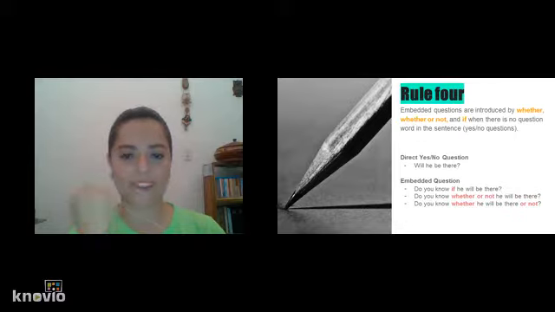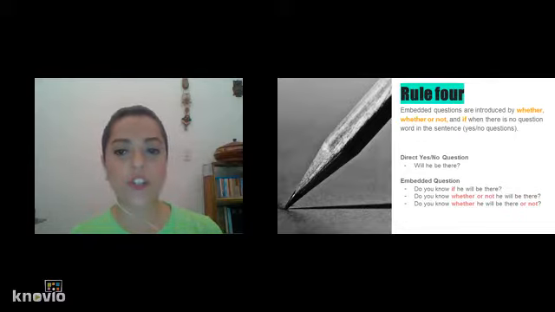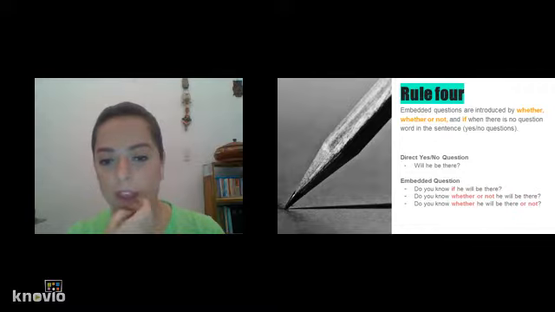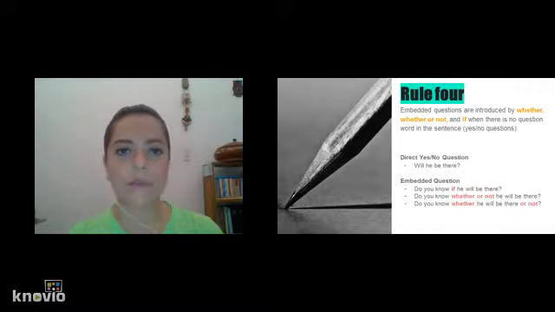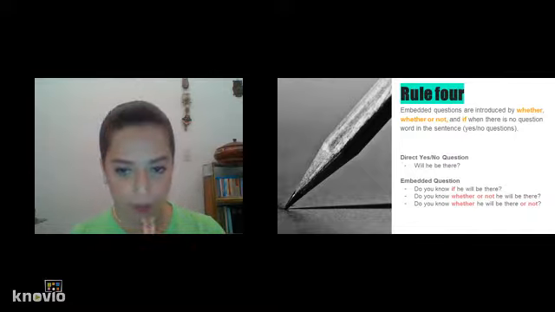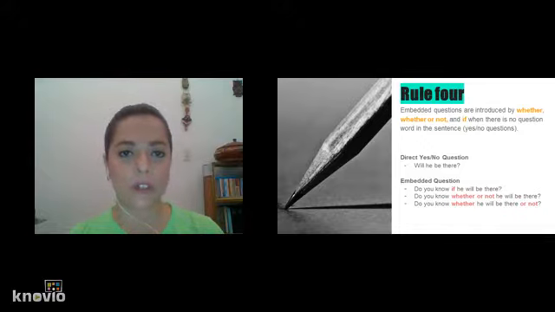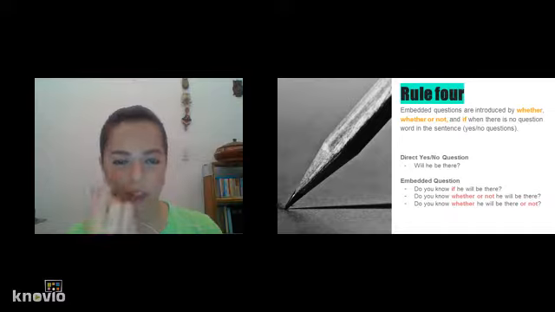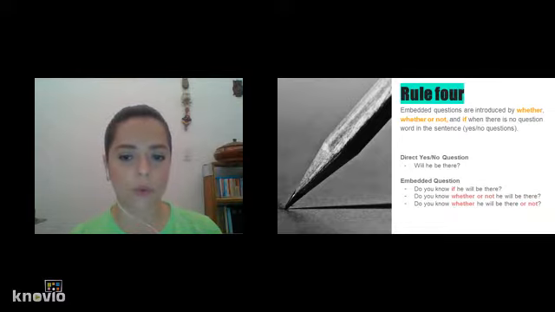Rule 4. Embedded questions are introduced by whether or not, and if, when there is no question word in the sentence. It is a yes-no question. So, the direct yes-no question would be, will he be there? And the correct form of making an embedded question for this direct question is, do you know if he will be there? Other forms are: do you know whether or not he will be there? And do you know whether he will be there or not? It was just a twist in the position of the words.